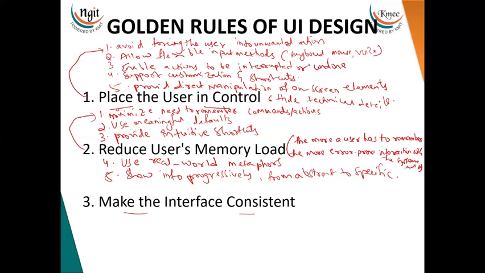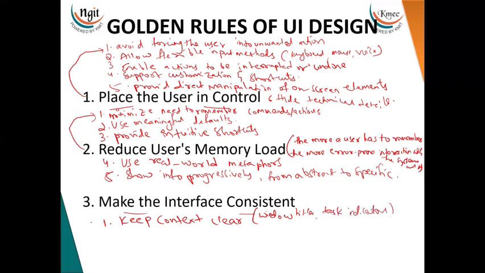Then third is make the interface consistent. The first point says allow the user to put the current task into a meaningful context. The interface shall provide indicators that enable users to know the context of work at hand. The user can determine where he has come from and what alternatives exist for transition to a new task. In simple words, keep the context clear, that is your window titles or task indicators.